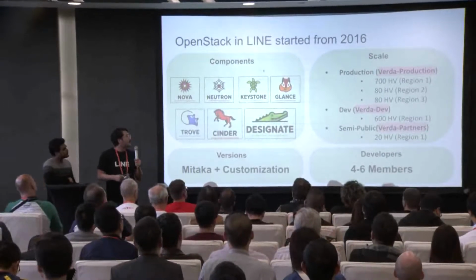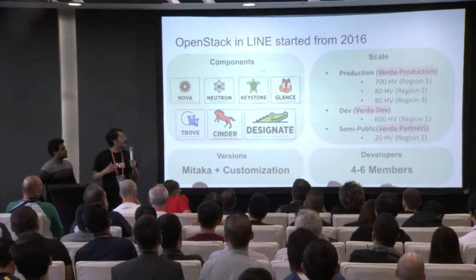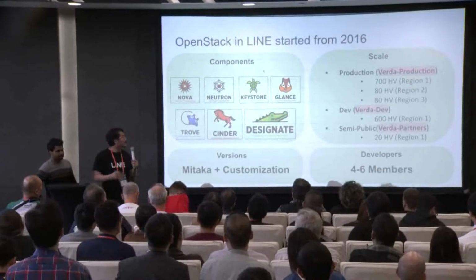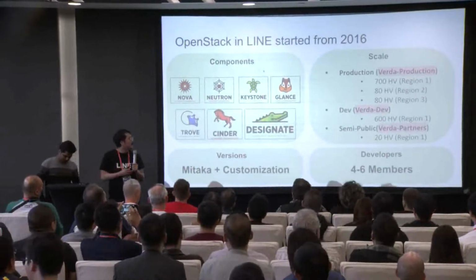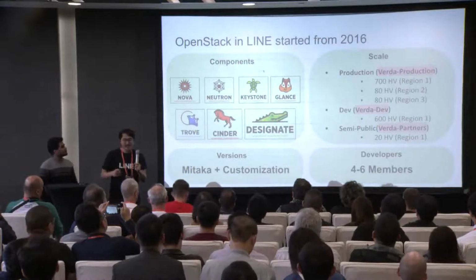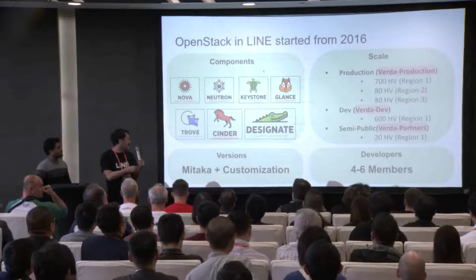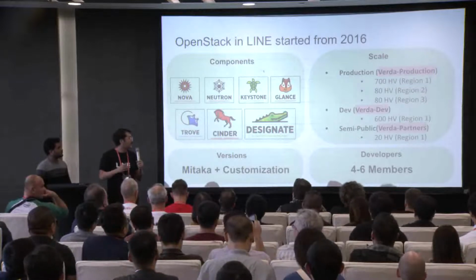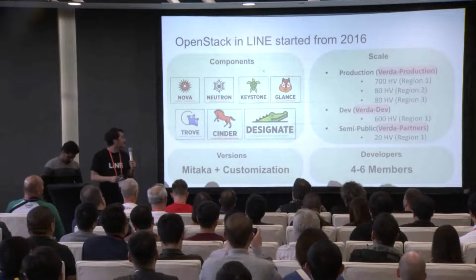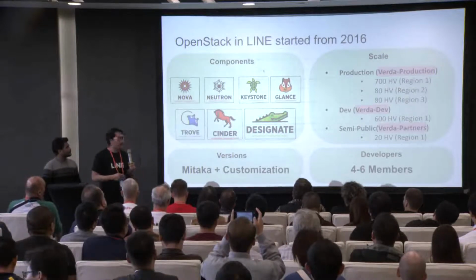For the production environment, we are right now managing about 600 hypervisors, and for the dev environment, we also have 600 hypervisors. For the semi-public cloud, we recently started to provide it. It is still in an experimental phase, so that's why we have just 20 hypervisors. These 3 OpenStack clusters are managed by 6 OpenStack developers.